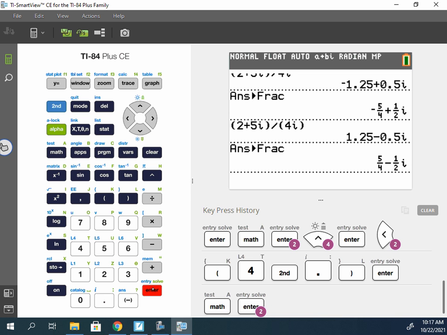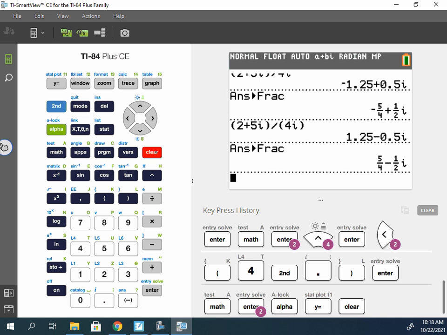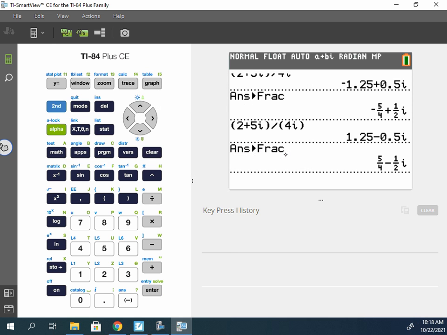Math, and then it should pull up fractions. There's another way to get to it, and that's through alpha y equals. If we look down at the bottom, it is the actual kind of toggle key, because that one will do fraction to decimal and decimal to fraction. The math enter is just going to fraction. Any other questions on this? We need to see another example of one of these. All right.